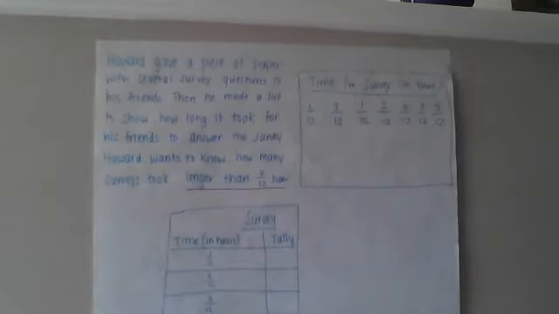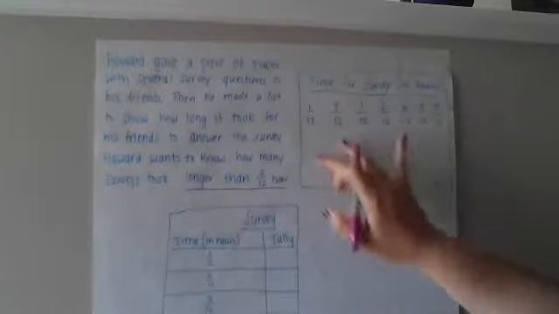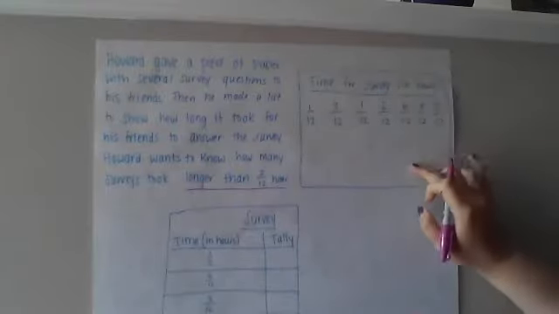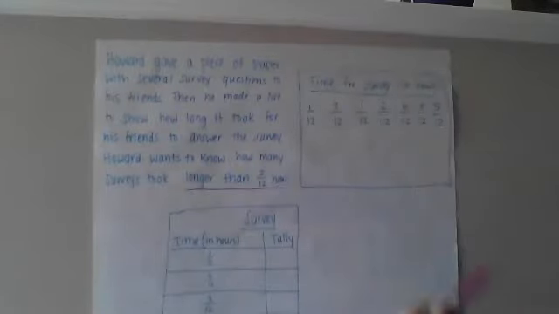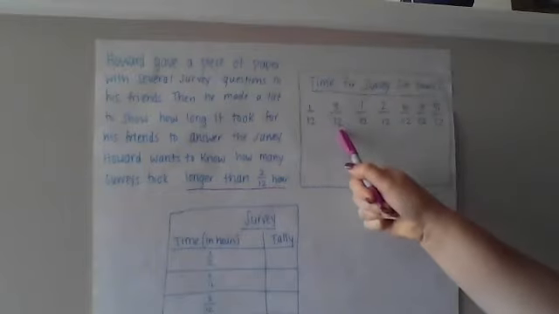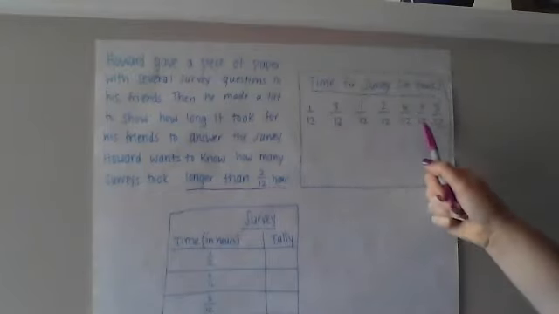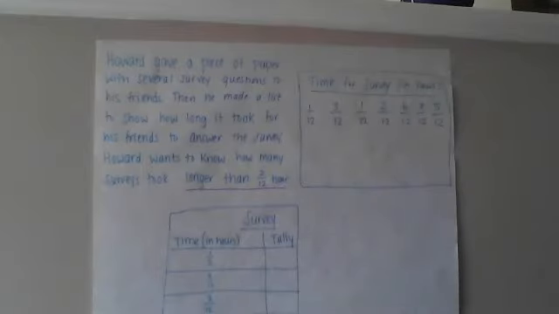Howard wants to find out not only how long it took all of his friends, but he wants to find out who took longer than 2/12 of an hour. So here is his data. He asked a few friends, and this is the data that he came up with. Time for surveys in hours: 1/12, 3/12, 1/12, 2/12, 6/12, 3/12, and 5/12.